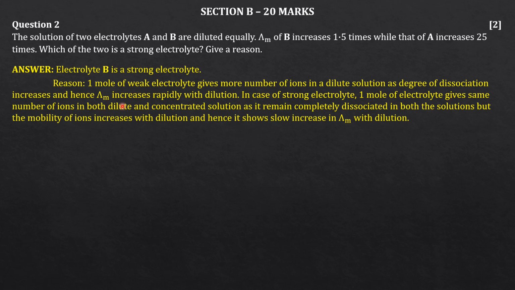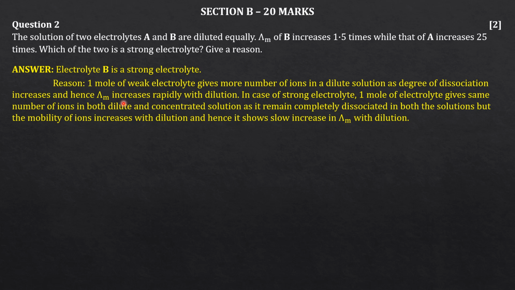And here I have explained why it is slow and fast. If you take a strong electrolyte, it undergoes complete dissociation, be it dilute solution or concentrated solution, so the number of ions is not changing if you are adding water. If you have 1 mole of electrolyte, the number of ions will be the same, be it dilute or concentrated solution. For strong electrolyte, only the mobility of the ions changes, since in a larger volume the ion can move faster, so you will see a slow increase in the value of lambda m.